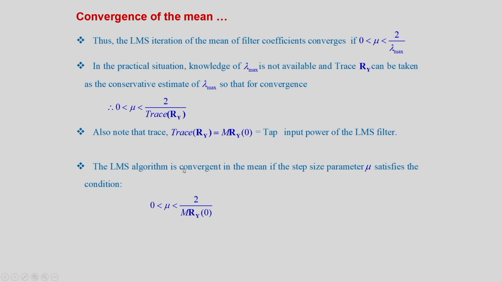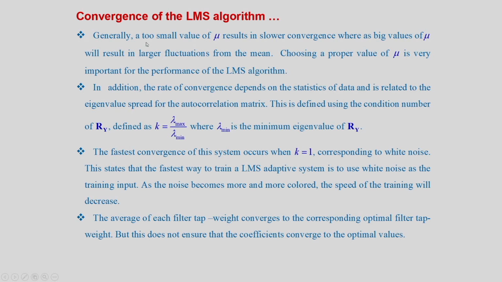The LMS algorithm is convergent in the mean if the step size parameter mu satisfies the condition mu lies between 0 and 2 by m times Ry 0. So, that way we have to choose a value of mu which is less than this quantity. If we select too small a value of mu, then convergence will be slow, whereas a big value of mu will result in larger fluctuation from the mean. Choosing a proper value of mu is very important for the performance of the LMS algorithm.